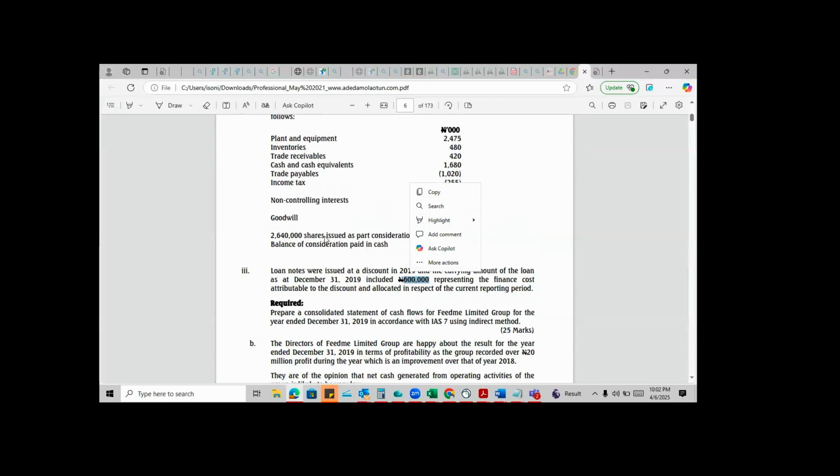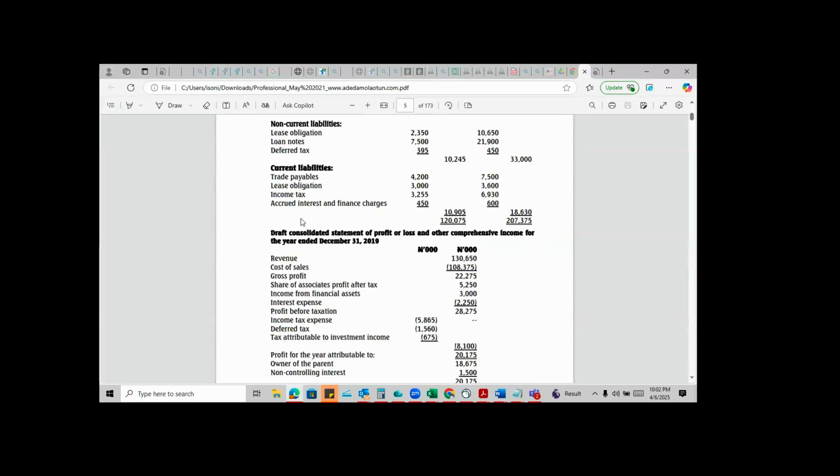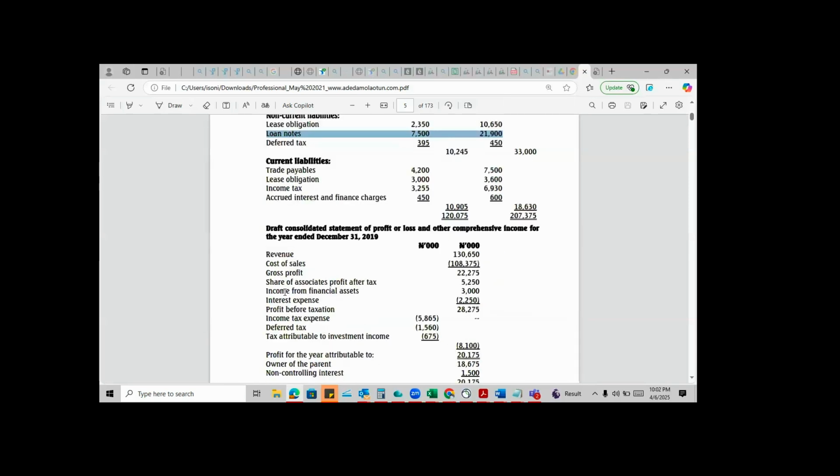It's not here. It's not in your interest. It's not on this line. I don't know if you get what I'm saying. It's not here. It's not inside this place. This is where it is. However, in your P&L, you will add all your finance costs together. Abi? So the finance cost you are seeing in your income statement, this 2,250, where is it?